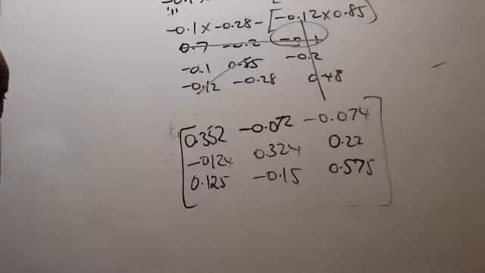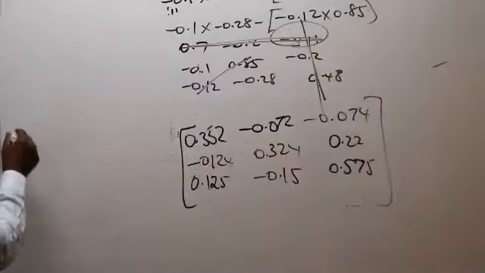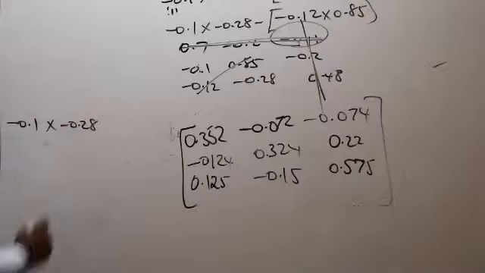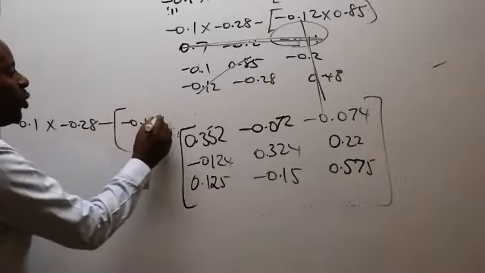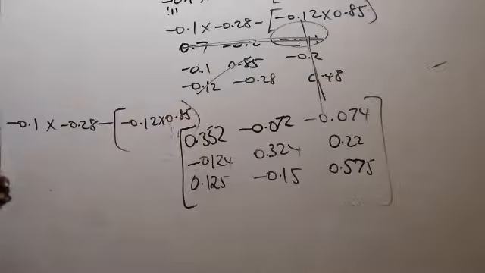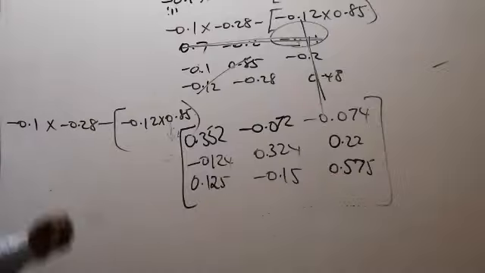Same answer. Let's see. So you see for member 3, where are we? What do we have? We have minus 0.1 times minus 0.28. That is the primary diagonal. You don't have to put it in brackets. Secondary, so minus the secondary, which will be minus 0.12 times... let us leave whatever we are doing. Let's concentrate on this third minor element, and then we compare notes.